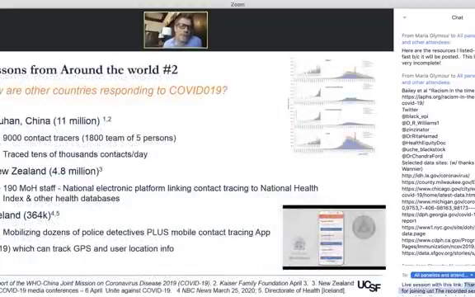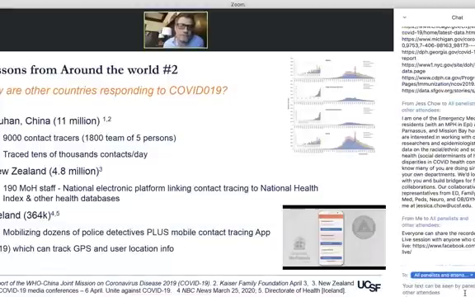Another setting that has done a phenomenal job of scaling up contact tracing is Wuhan, China, population of 11 million. They mobilized a workforce of 9,000 contact tracers to get on the phone, tracing tens of thousands of individuals a day. They had 1,800 teams of five persons on the phone reaching out to contacts of cases. New Zealand, slightly different scale. As of last week, they were reporting that they had mobilized 190 people to reach out to those connected to individuals suffering from COVID, using national health databases to enhance the precision. And then Iceland has similarly done an effective job mobilizing their police detective workforce in concert with a new application to accurately map where contacts are coming into contact with individuals that are diagnosed with COVID. Next slide.